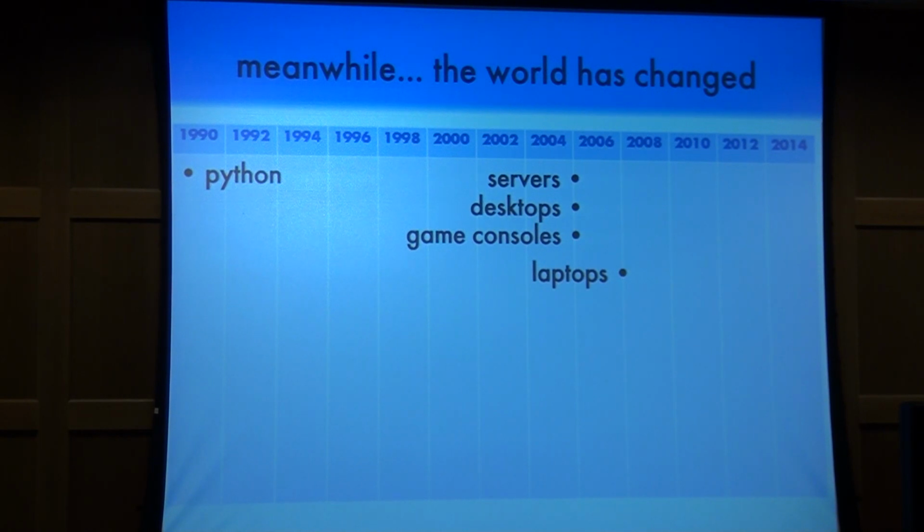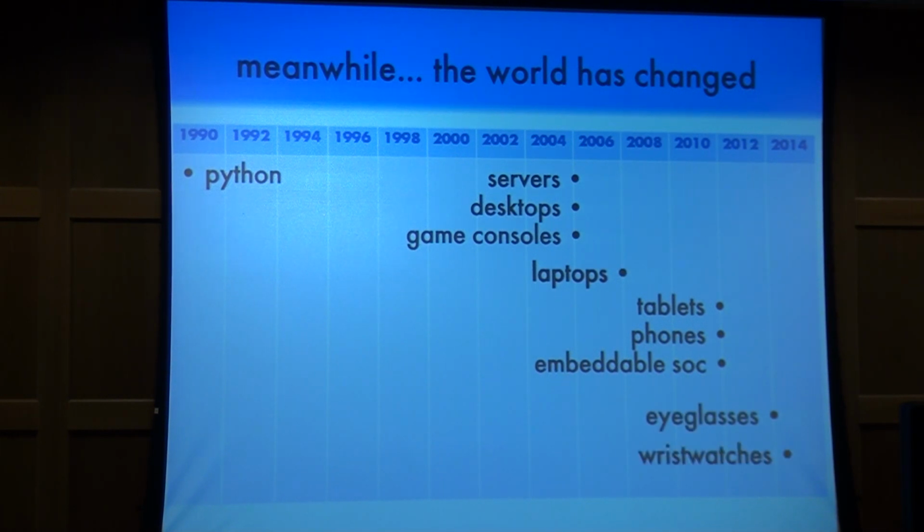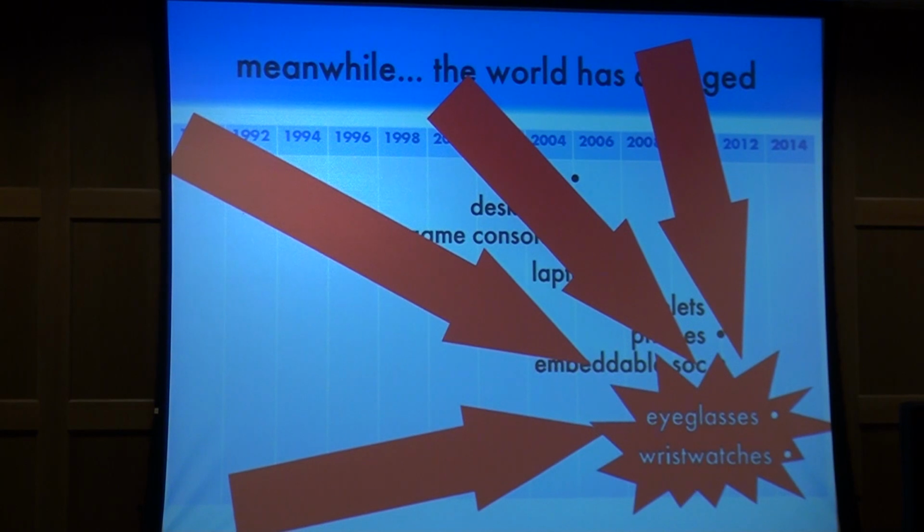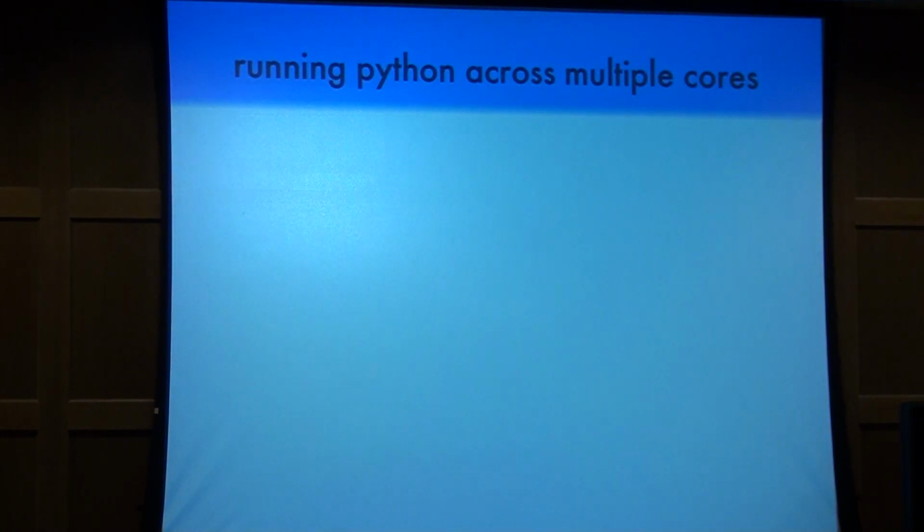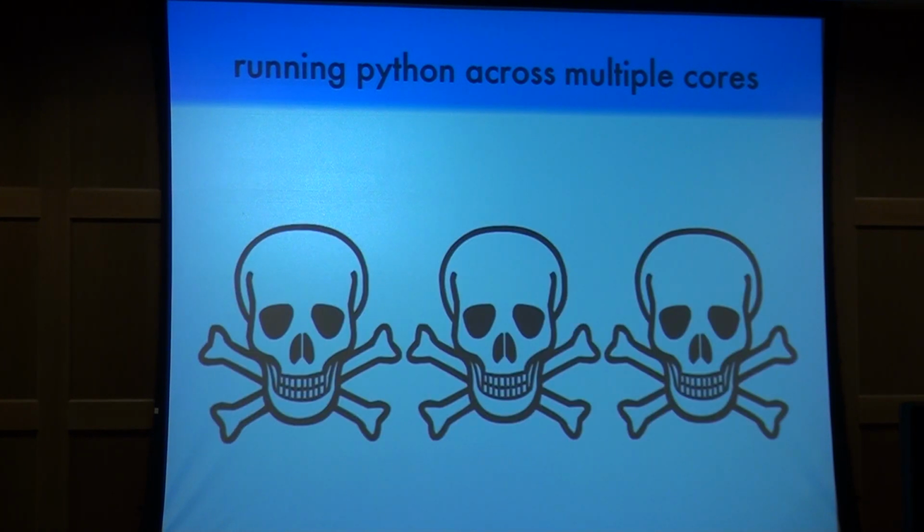In 2007, laptops went multi-core. In 2011, the CPUs used in tablets and phones and embedded systems on a chip all went multi-core. In 2013, eyeglasses went multi-core. In 2014, wristwatches went multi-core. Ladies and gentlemen, we live in a multi-core world now. And Python is kind of ill-prepared to take advantage of it because, as I say, if you have multiple threads that are all CPU-bound, you're in a world of hurt.